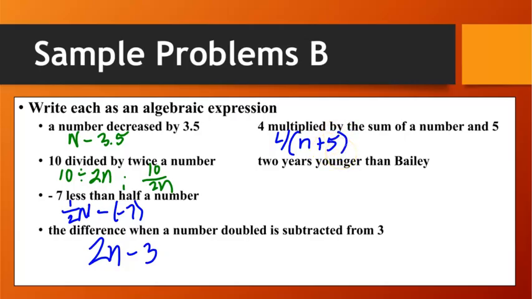And then 2 years younger than Bailey. So if Bailey is b years of age, 2 years younger would be b minus 2. Now I'm going to come back to this one right here, because I misread that. The keyword here at the end is from 3. So it's not 2n minus 3. It's going to be 3 minus 2n. So I'm subtracting the number doubled from 3. So that's important. The wording here is important. So make sure when you read these, you read it very carefully. Otherwise, you make a mistake just like I made right there.